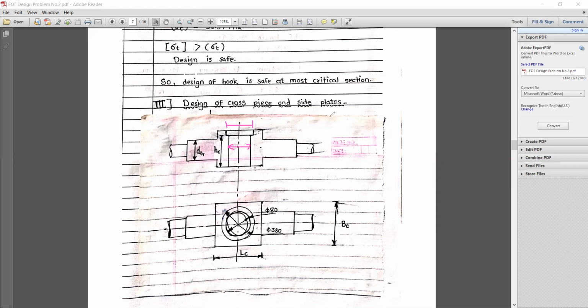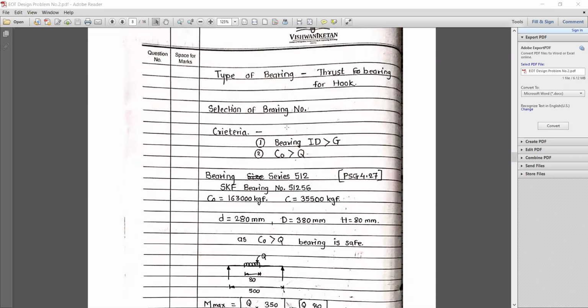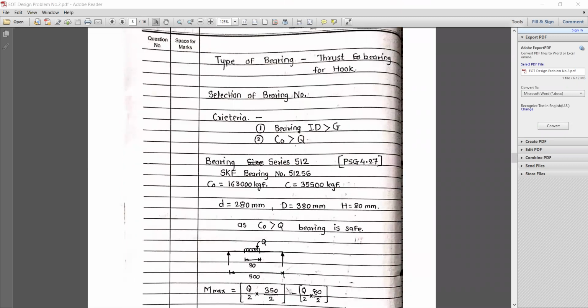So we have to consider these dimensions starting from here. Let's see how we can design it. I request all, while designing this cross piece, you have to draw this diagram properly. Before starting the actual design, we will go with the bearing design. For the hook, we need to design a bearing.